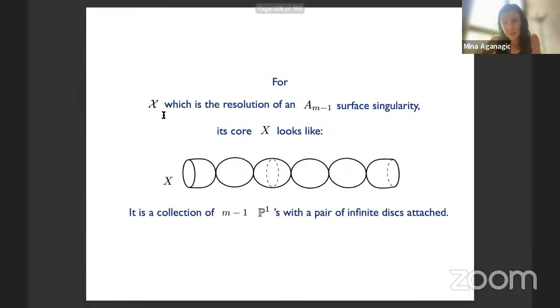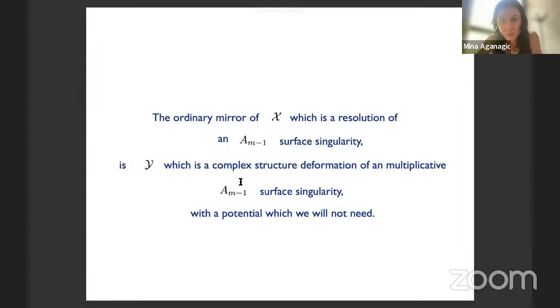For the big X, which is this resolution of the A_{M-1} surface singularity, its core looks like a collection of M minus one P1s with a pair of infinite disks attached. The corresponding cores are always singular holomorphic Lagrangians. The ordinary mirror of the big X is the big Y, which is a complex structure deformation, what's called the multiplicative A_{M-1} surface singularity, with a potential that is unknown in all cases, but we want it.